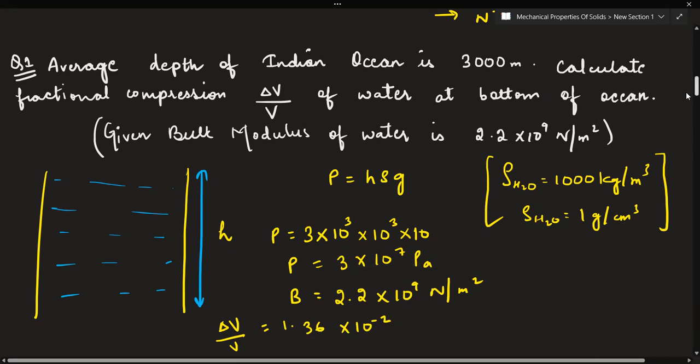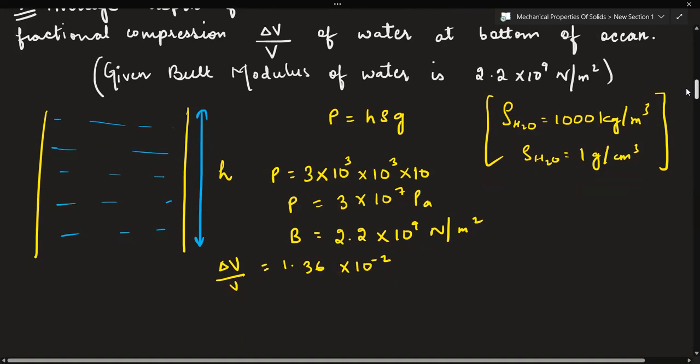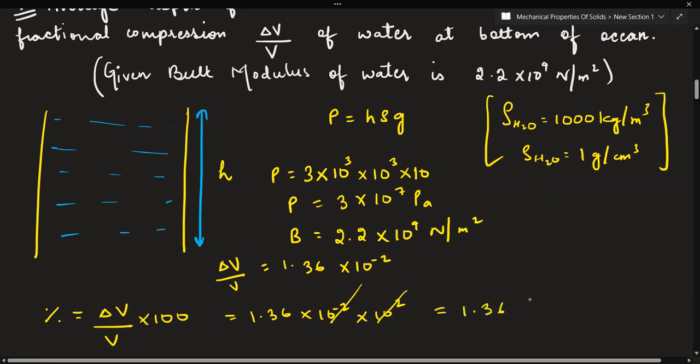See, if the question had asked to calculate the percentage change in the volume, what would you have done? The question is not asking, but had it asked, to calculate the percentage change, that would be delta V, the change, divided by the original quantity, multiplied by 100. That's how we calculate the percentage change. Delta V by V you've already calculated, that is 1.36 into 10 to the power minus 2. Now you'll just multiply it by 10 to the power 2, so this will give you 1.36%. Just note this one line as well.